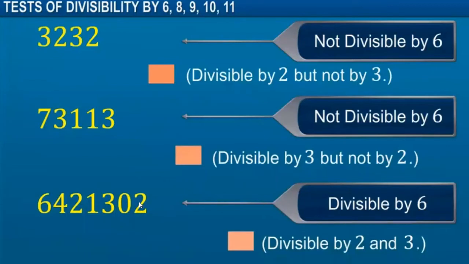Since the last digit is 2, this number is divisible by 2, and it is also divisible by 3. So we are saying that it is divisible by 6. Okay, so you can just write down these numbers in the same way: divisible by 2 but not by 3, divisible by 3 but not by 2, divisible by 2 and 3, so it is divisible by 6. If you write it down like this, it is quick.